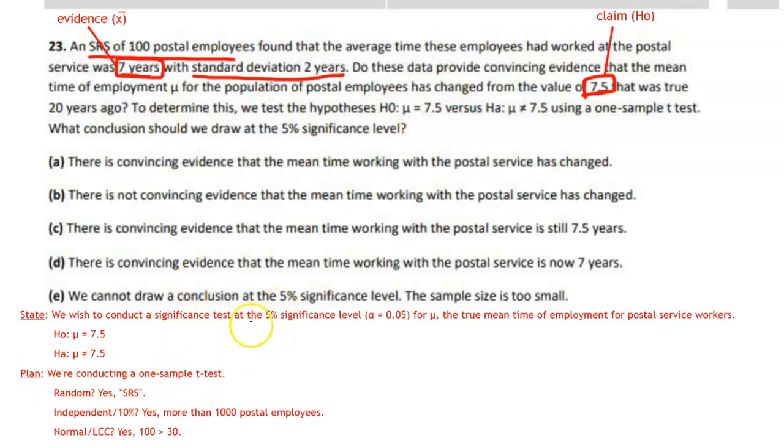We're using t because we're dealing with sample means, and the z-test's assumptions don't apply. Random, yes, it says SRS right here. Independent, yes, there's more than 1,000 postal employees. That's how the mail gets delivered. And then normal large counts, yes, 100, which is the sample size n, is greater than 30. All right, let's move on to the do step.